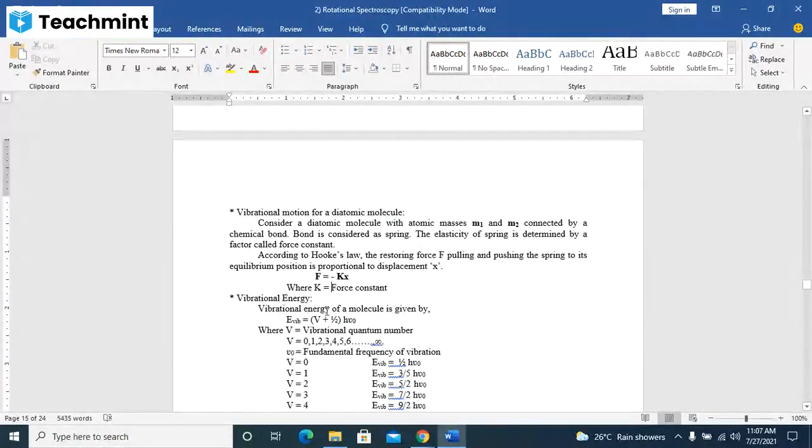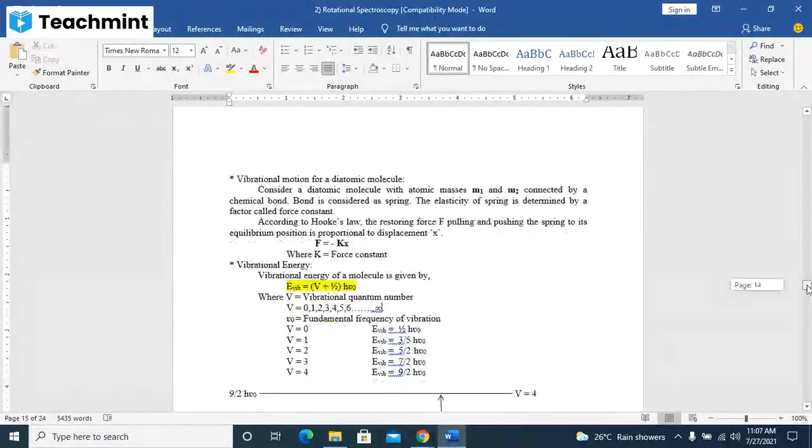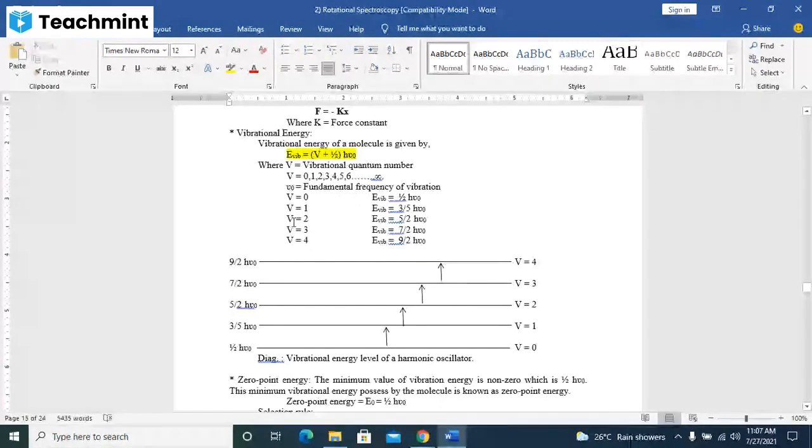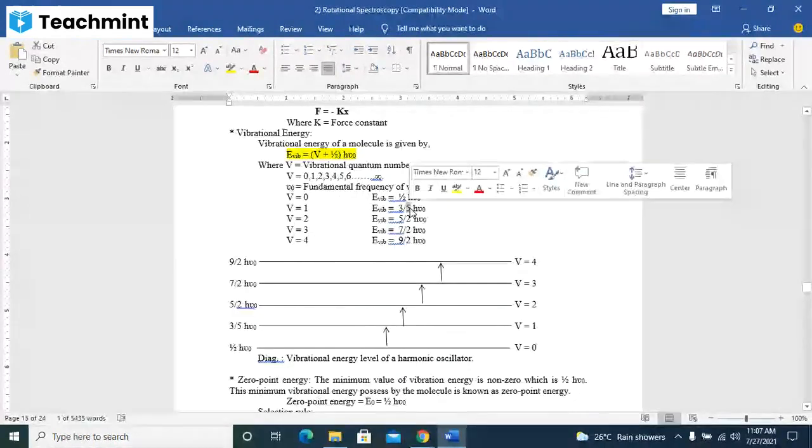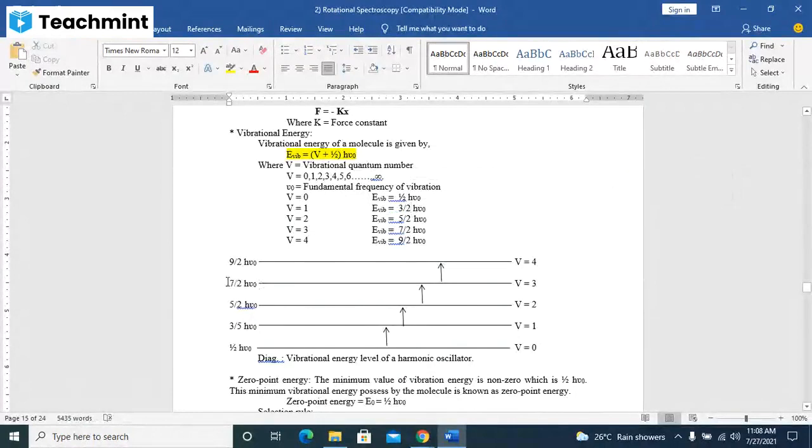Then the vibrational energy of the molecule is given by the equation E_v is equal to (v plus half) h nu 0, where v is the vibrational quantum number which varies from 0 to infinity, and nu 0 is the fundamental frequency of the vibration. Then we put the different levels, v is equal to 0, 1, 2, 3, 4, and you will get the different vibrational energies.